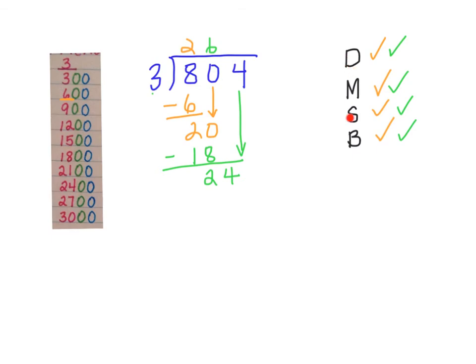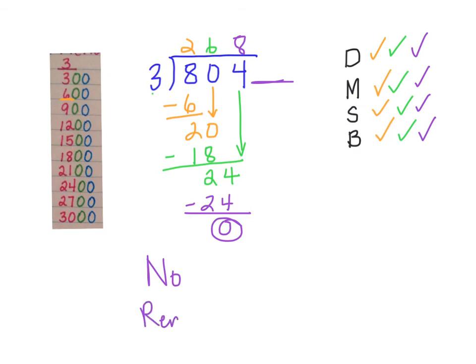Back to the top of my Dirty Monkey Smell Bad. 24 divided by 3 happens to be easily divisible, and that's 8. 8 times 3 is 24. And that leaves me with a 0. So divided, multiplied, subtracted. There's nothing to bring down. There are no more digits up here under the house. So that means I'm done. And a 0 left over means no remainder. That means nothing to record at the top.